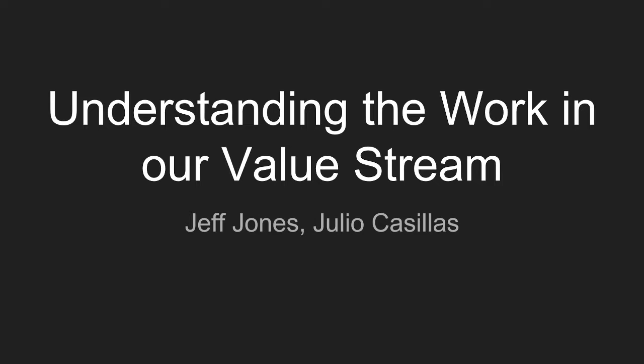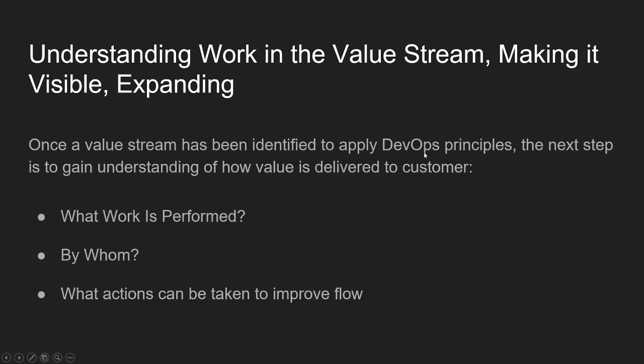Today we're going to be presenting Chapter 6, Understanding the Work in our Value Stream. First, I want to start with understanding work in the value stream and making it visible. Once our value stream has been identified to apply the above principles, the next step is to gain understanding of how the value is delivered to our customer. For example, what work is performed, by whom, and what actions can be taken to improve the flow.